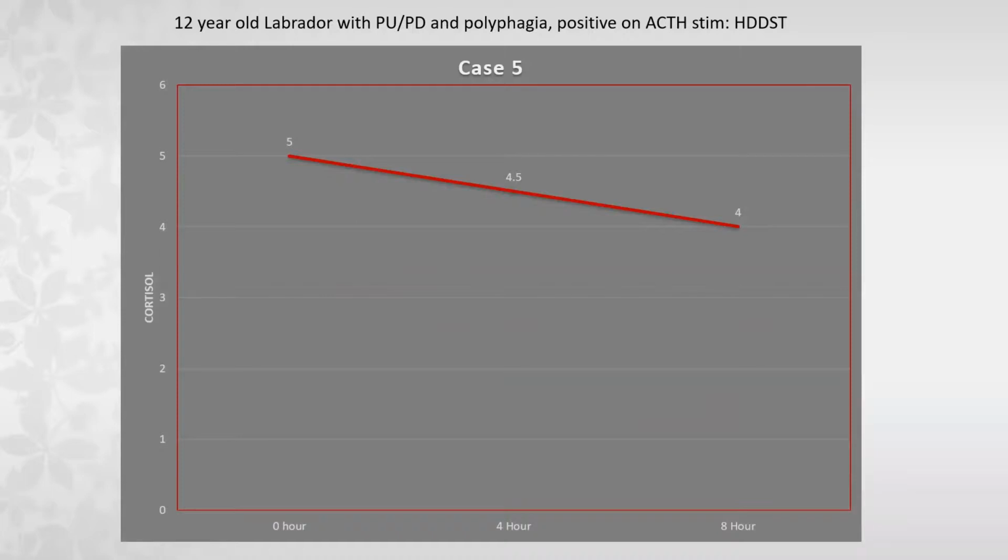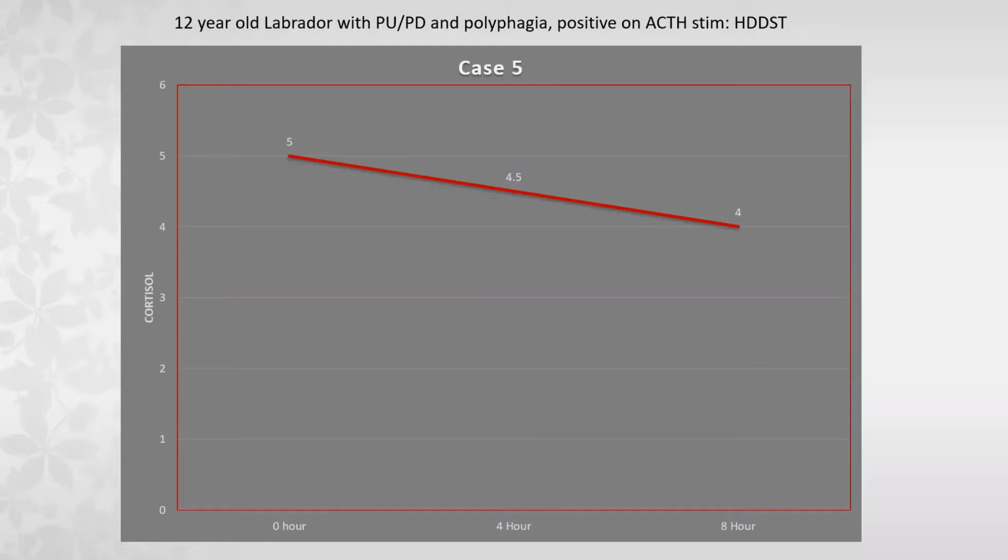We have a 12-year-old Labrador with PUPD and polyphagia. It's positive on an ACTH stim. So you do the ACTH stim, it stims to like 28 or something like that. You're like, okay, this dog has Cushing's. And you say, well, does it have an adrenal tumor or a pituitary tumor? So let's do a high-dose DEX and try to differentiate. 0 hour baseline is 5, 4 hours is 4.5, and 8 hours is 4. So neither the 4 nor the 8 hours suppressed. What that tells you is that it's either adrenal or it's one of those pars intermedia pituitaries, which are not very common.